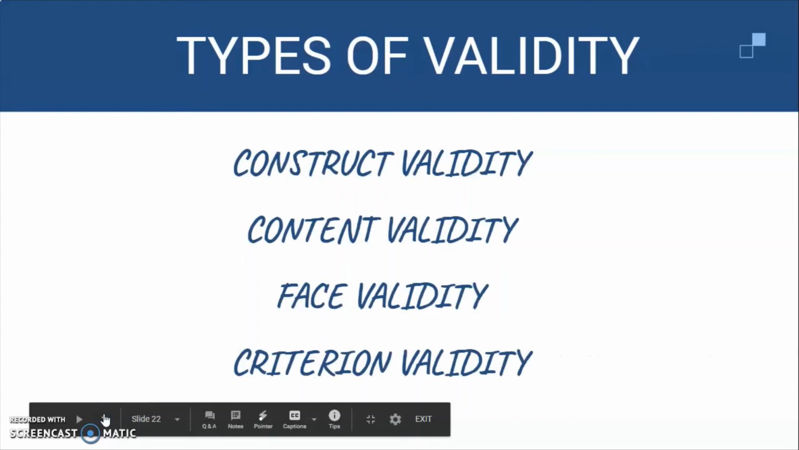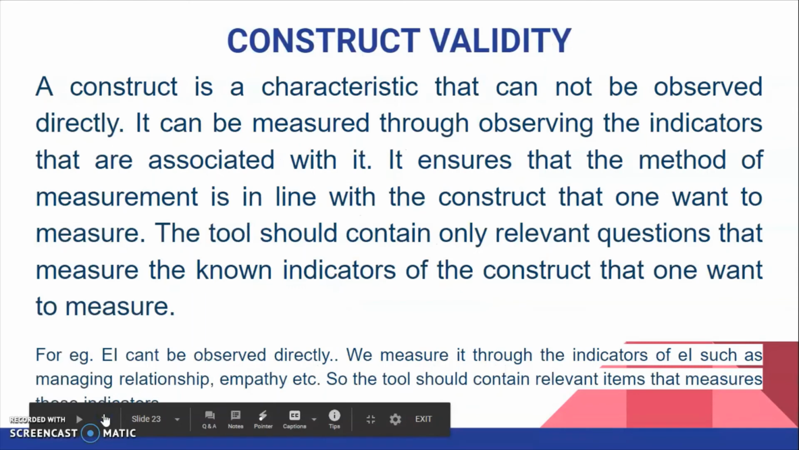And we have four types of validity. One is the construct validity, the content validity, the face validity, and criterion validity. Now we'll see each one by one. First we'll see what a construct validity is. A construct is a characteristic that cannot be observed directly.